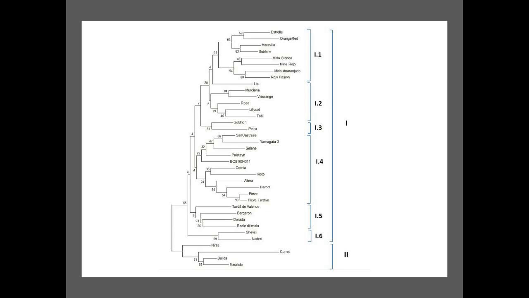It was found that these cultivars could be split into two groups. Group 1 is quite large and is further divided into 6 subgroups. Group 2 is smaller and consists of heirloom Mediterranean cultivars. Of these are the Spanish cultivars Marico, Bulida, Currat, and the Italian cultivar Ninfa. Within Group 1, the largest subgroups seem to be closely related to Orange Red for subgroup 1 and Hortic for subgroup number 4.